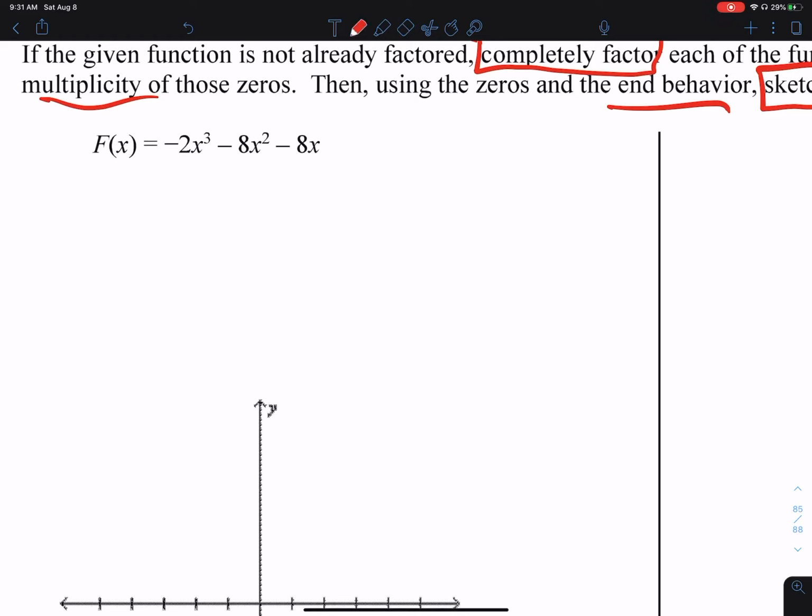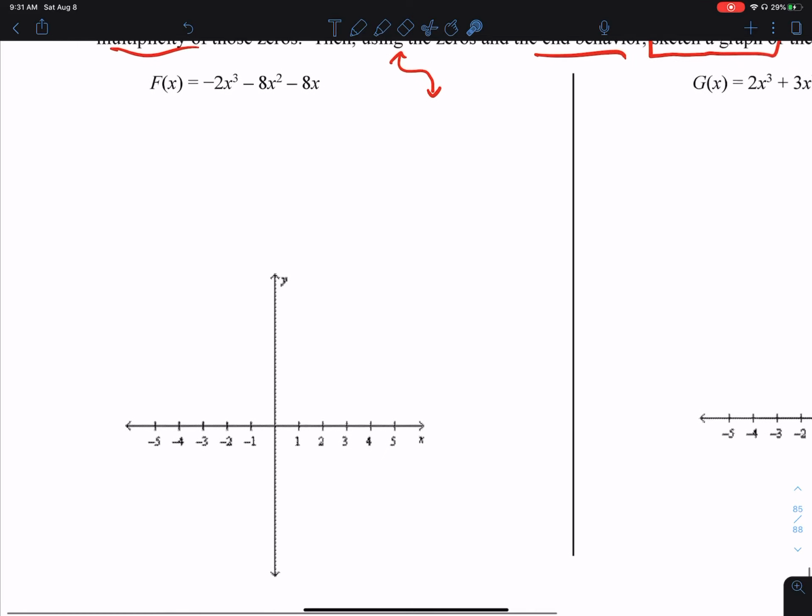Actually, before we factor it, let's just talk about the end behavior. This is an odd degree, so that means the end behaviors are opposites. One's falling and one's rising. The leading coefficient is negative, so that means that it rises to the left and falls to the right. So we know the end behavior is like this, so we know this graph is going to be up here someplace and down here someplace.